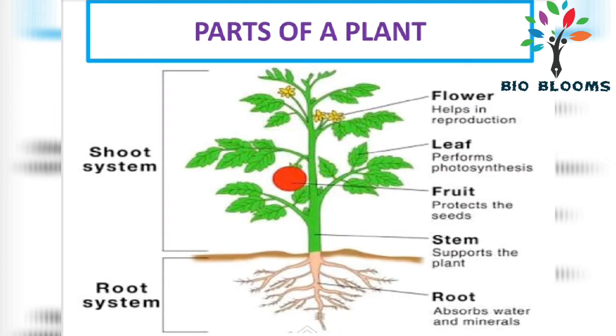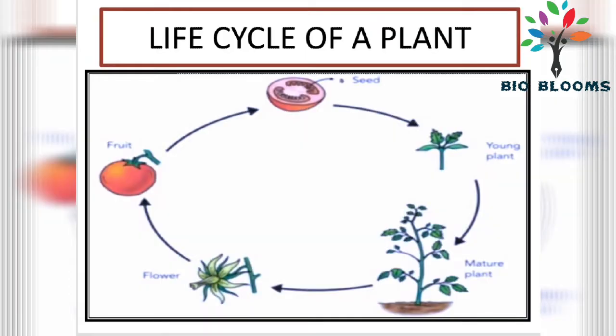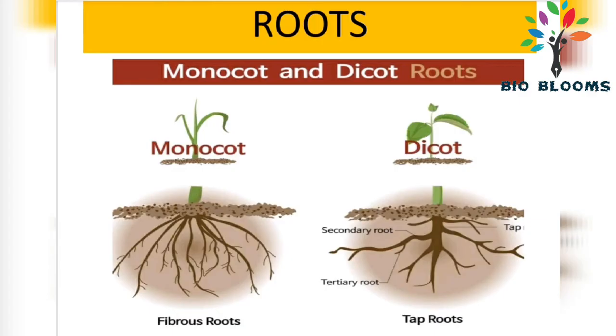Then, if you take the function of the root, we all know that it absorbs water and minerals. And what does the shoot system contain? It contains stem, leaves, flowers and fruits. If you take the life cycle of a plant, a mature plant gives flower, it bears the fruit, fruit to seed, seed to young plant, and young plant to a mature plant.